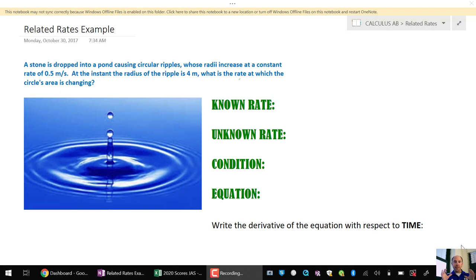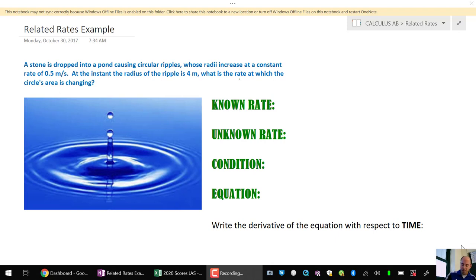If I were to freeze this animation, this is of course changing over time, but if I could just stop time at the instant the radius is exactly 4 meters, the question then becomes, find the rate at which the circle's area is changing. So here's how we're going to tackle these related rates problems. There should be a known rate, some kind of given rate in the situation. And in this problem, we know that the rate of change of the radius of these circular ripples in the water is 0.5 meters per second.